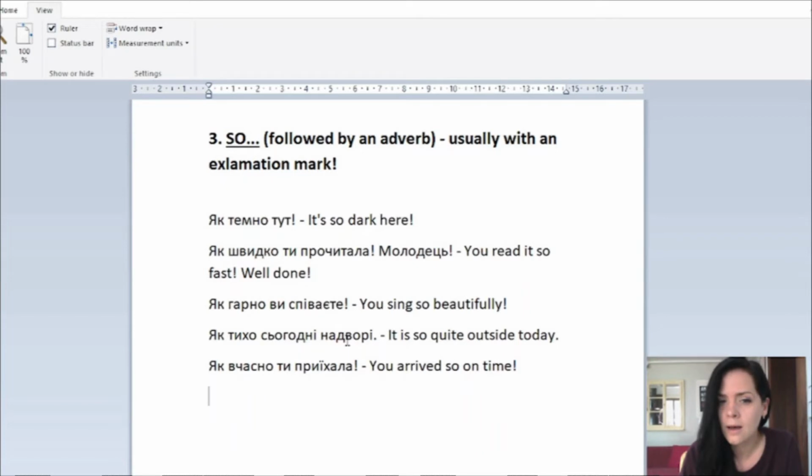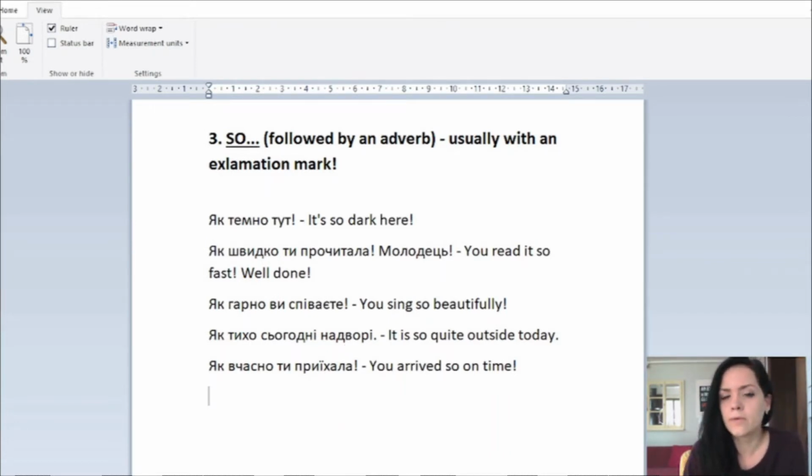Number 3. Як гарно ви співаєте? Okay, so our adverb here is гарно. Ви means you, plural, or just a polite form of you, the formal form of you. Співаєте, sing, plural, or formal, okay? So, як гарно ви співаєте? You sing so beautifully. Our adverb here is гарно, means beautifully.